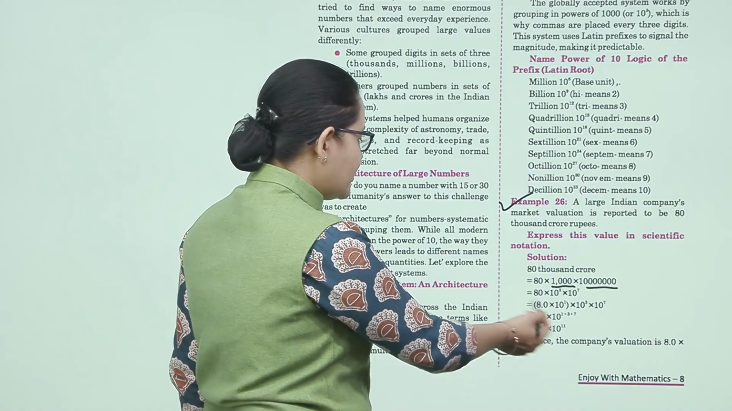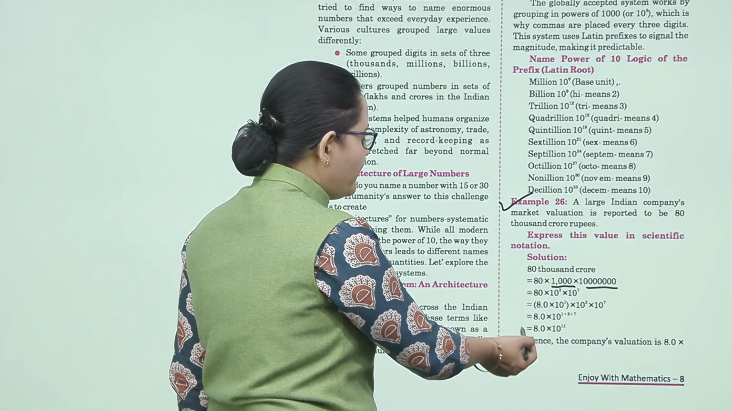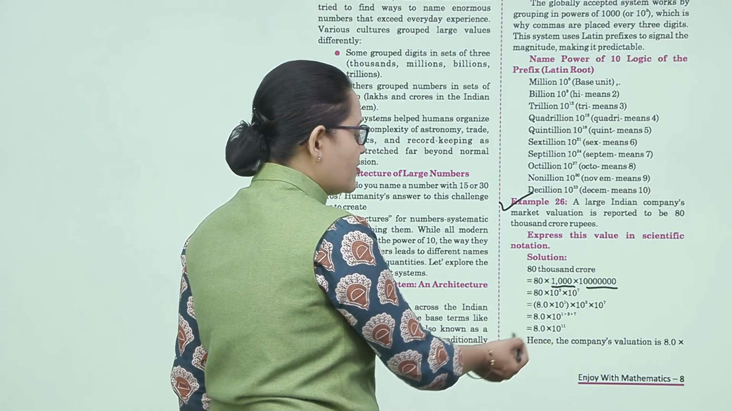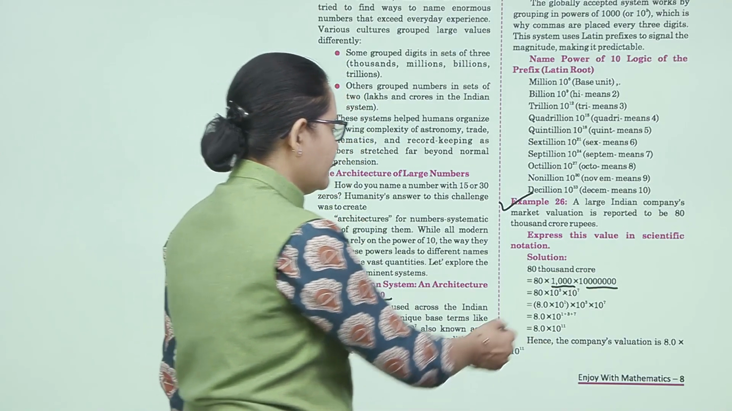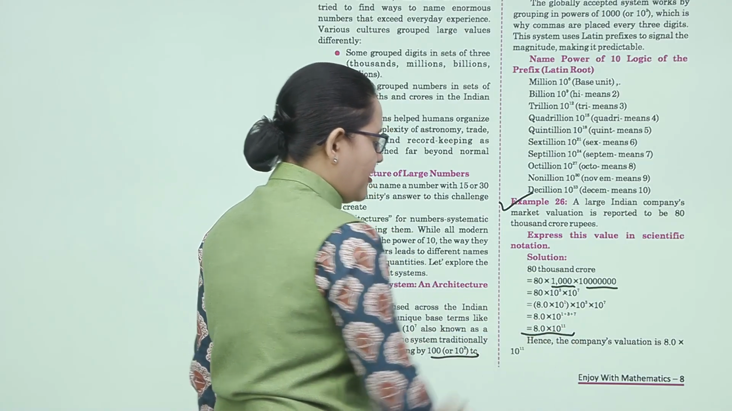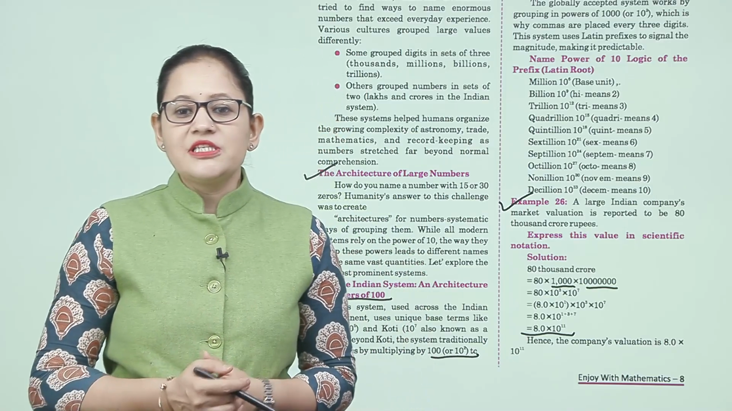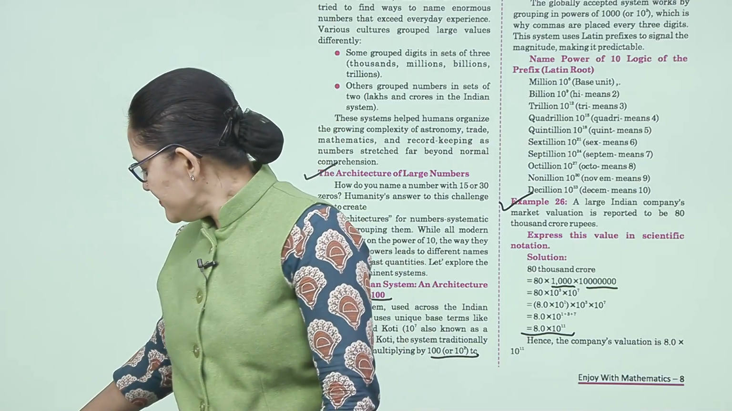So we will shift the decimal to the left. That equals 8.0 times 10 to the power 11. 7 plus 3 is 10, and 1 more, so 10 to the power 11. Hence, the company's valuation is 8.0 times 10 to the power 11.